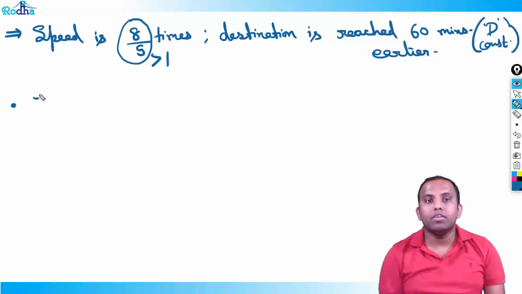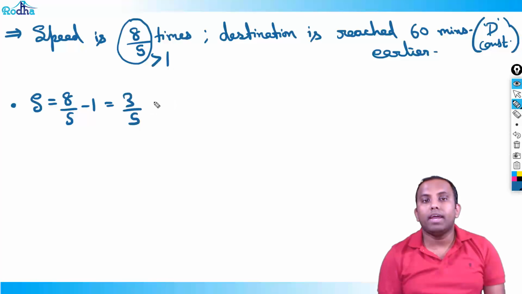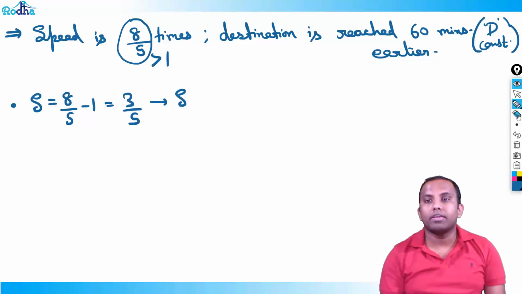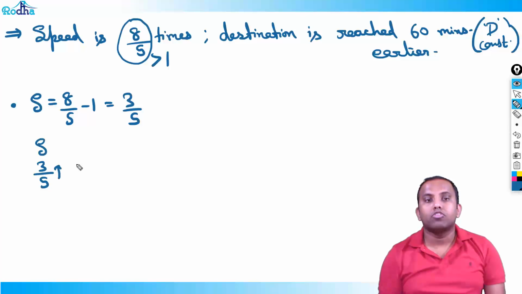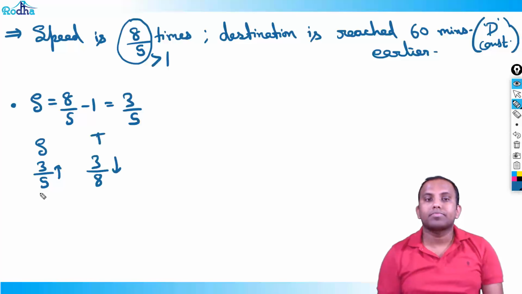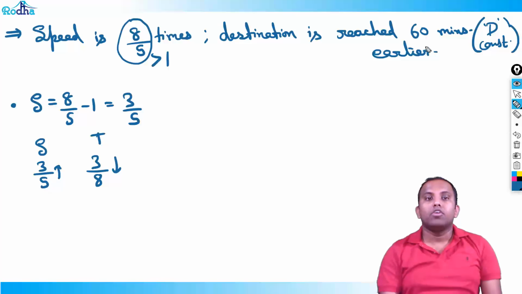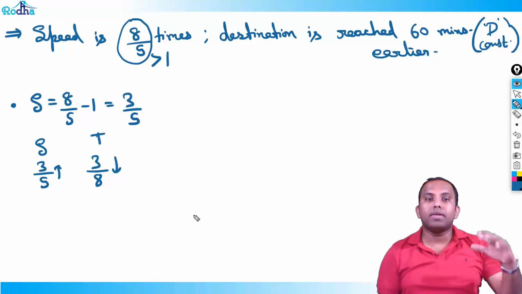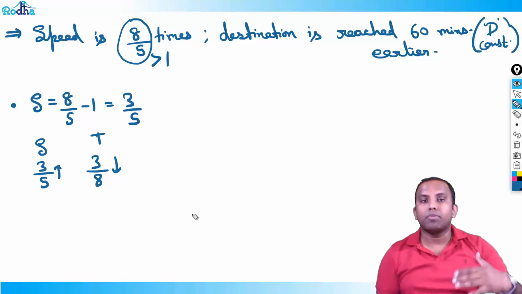What is the increase in speed? Speed is increased by 8 by 5 minus 1, that is 3 by 5. That means speed has increased by 3 by 5. So if speed increased by n by d, time will decrease by n by d plus n, that is 3 by 8, if distance is constant. So if speed has increased by 3 by 5 times, time will decrease by 3 by 8 times.